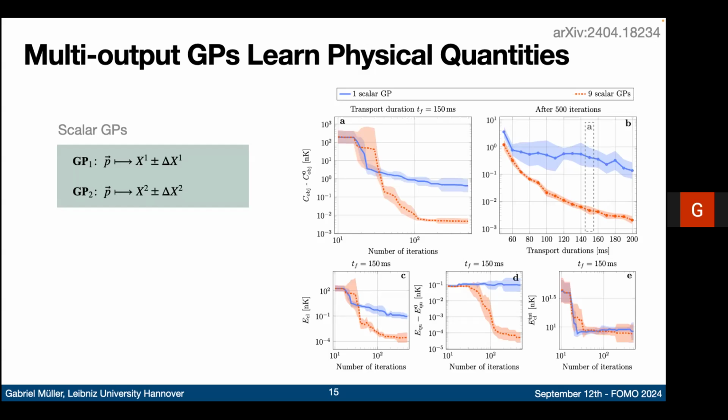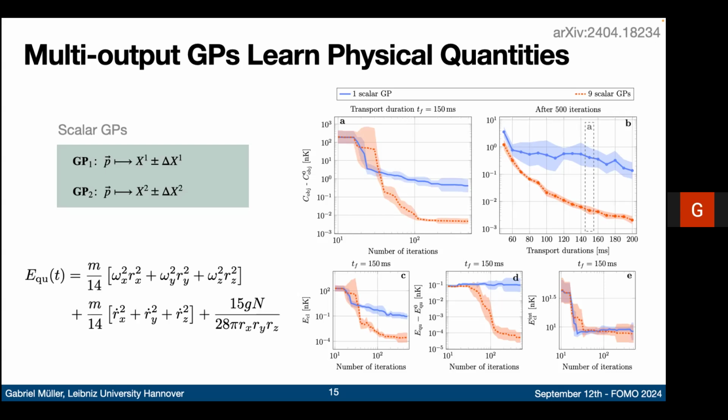So the cool thing about this Bayesian optimization is that we learn physical quantities. As an example, I show you one in blue, a scalar Gaussian process, which just learns the objective function. In comparison, we learn 9 scalar Gaussian processes, which don't learn the objective function, but learn all the BEC properties: the size dynamics, so you have 3 sizes, three time derivatives of the size, and so on. And you see that when you learn the physics instead of just the objective function, the convergence is much better.